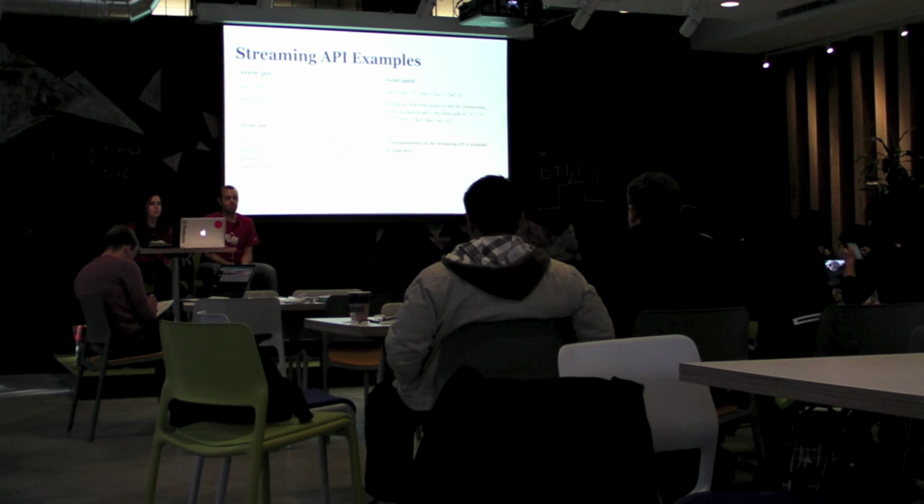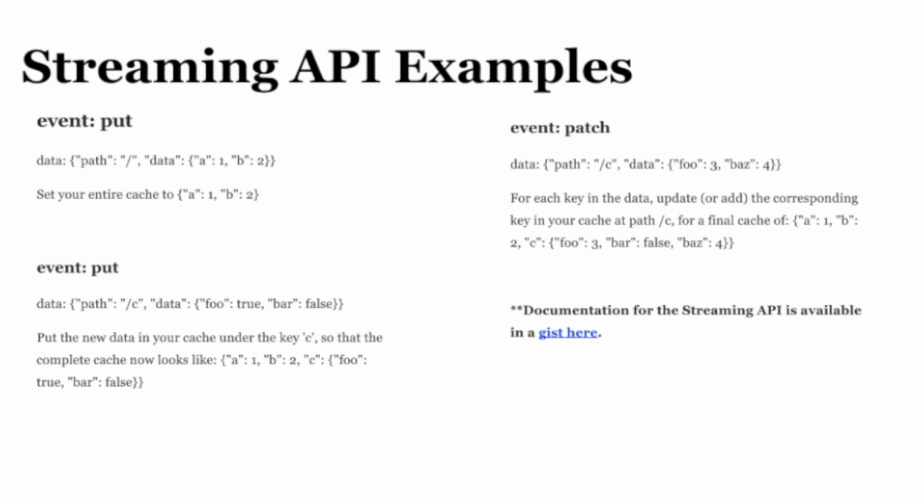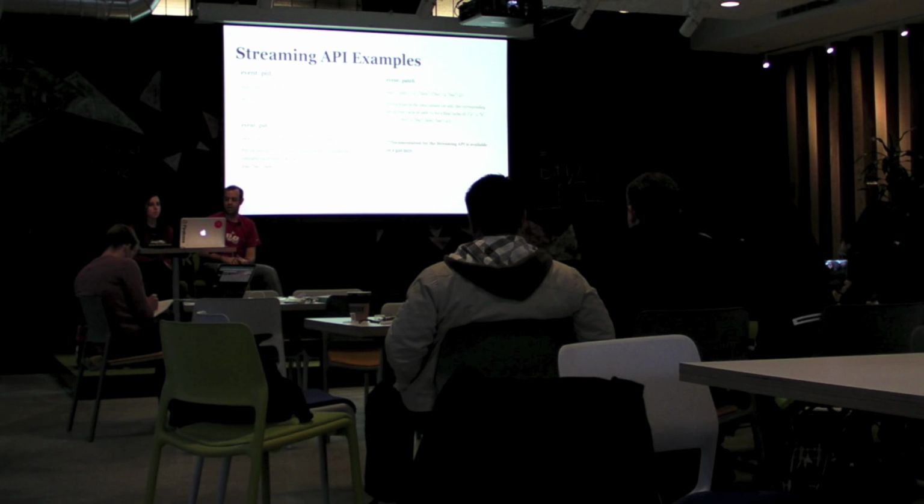So here are some examples of just the event source API. Our server will send down an event like put or patch and some JSON data. It includes both a path and the data that now exists at that path. As Sarah mentioned, each piece of data maps to a URL. So the path will tell you what URL has just changed, the data at what location has just changed.